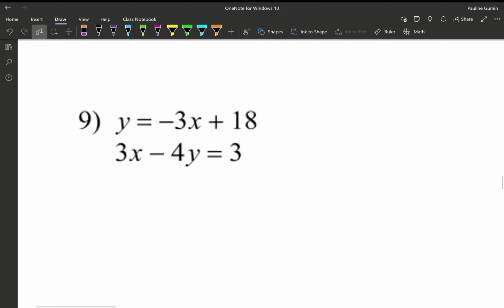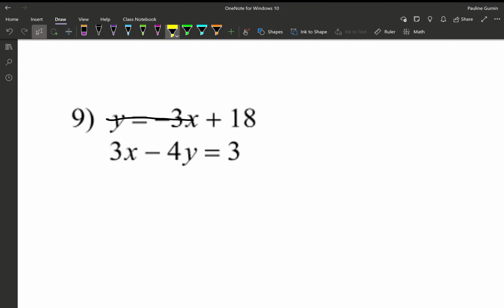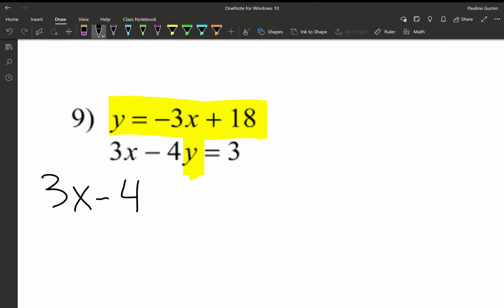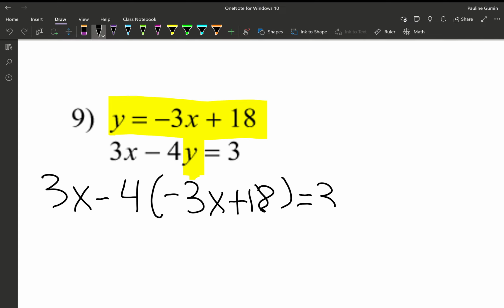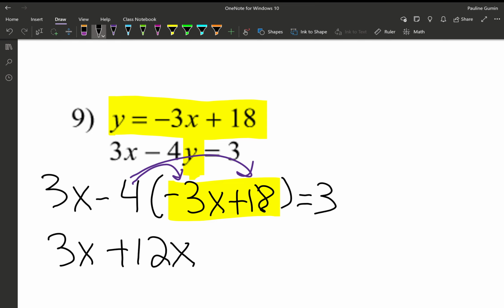Number 9. We have a y equals equation on top, which means we can plug it into the equation on the bottom. So 3x minus 4, instead of y, we have parentheses negative 3x plus 18 equals 3. Let's distribute. So we've got 3x. Negative 4 times negative 3 is positive 12x. Negative 4 times positive 18 is negative 72. And that equals 3.